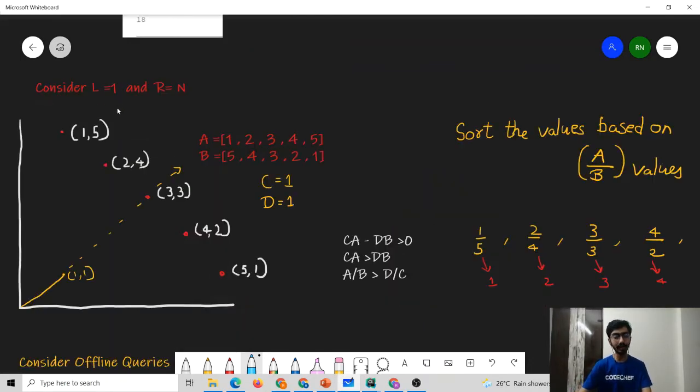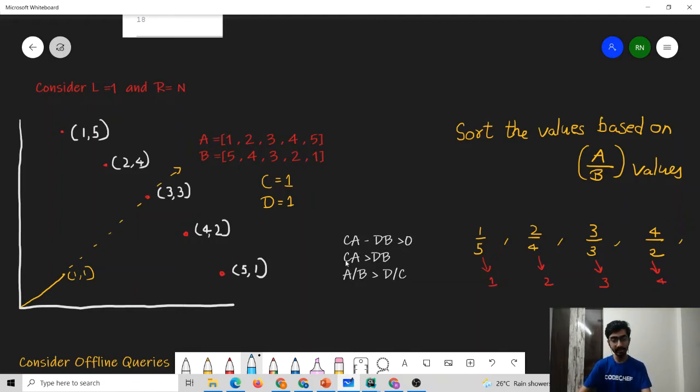We are going to break this problem into multiple small subsegments. Firstly, we'll try to solve the problem for the cases where L is equal to 1 and R is equal to n, which means we are going to consider the whole array. So what was the given condition? The condition was that C times ai minus D times bi should be greater than 0. Only then we are going to take its contribution.